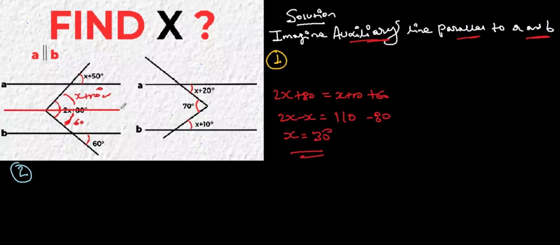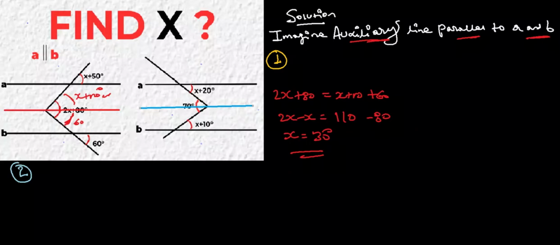You have to solve it by using this principle. For the second example also, you have to use the same principle. You have to apply it: just draw an imaginary auxiliary line, just like this. This line is parallel to both of them, A and B. So it is dividing the central angle 70 into two parts.